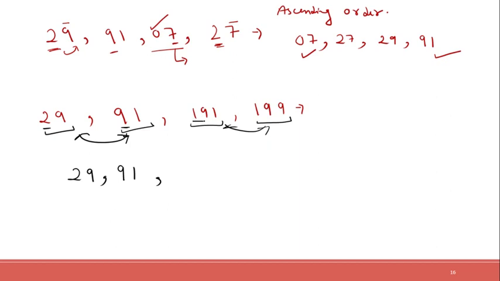We'll check the hundreds place first. Here it is 1, here it is 1. That means we cannot tell which is smaller and greater. Now we'll check the tens place. Here it is 9, here again it is 9. So still we cannot tell. Now we'll jump to the ones place. Here it is 1, here it is 9. Which is smaller? Obviously 1 is smaller than 9. Then we'll write 191 here and the remaining 199 here. Now we have arranged it in ascending order. 29 is smallest, then 91, then 191, and then 199. Got it? So let's come to our questions again.